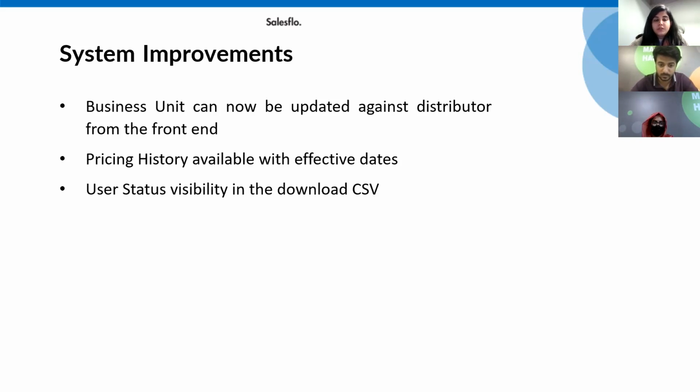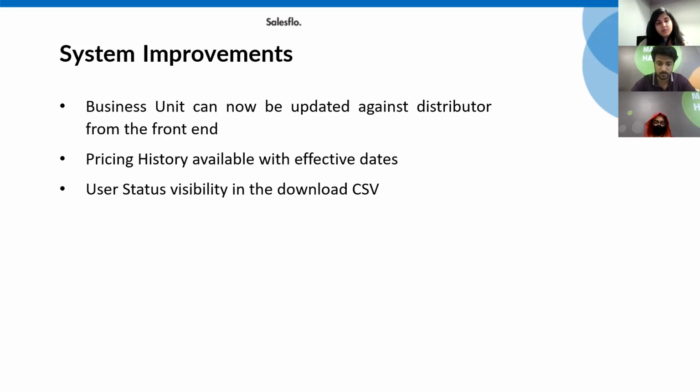Okay. So the second thing we've worked on is that pricing history was not available with effective dates. What used to happen was that customers using multi pricing, if they wanted to see different pricing against any SKU, were only able to see the product's start date, and the end date was not coming. Only effective prices were being visible in the downloaded CSV file.